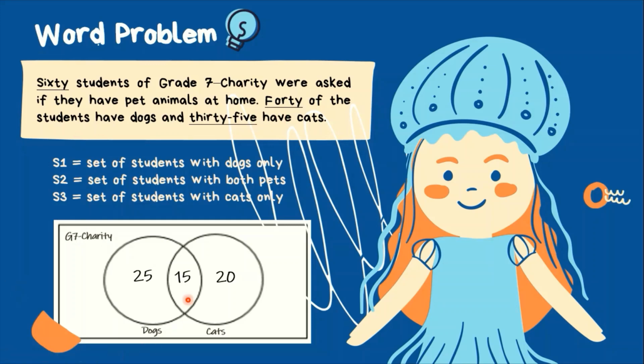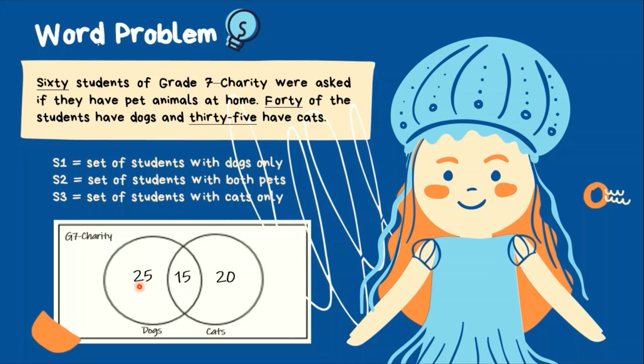So, let's focus on the circle for the dogs. This is the set for the dogs. Ang sabi dito ay, there are 40 of the students, so there are 40 students out of 60 na merong mga dogs. So, itong 25 ay yung number ng mga bata na ang kanilang pet ay dogs lamang. Itong 50 naman ay mga batang merong dog, meron din silang cat.